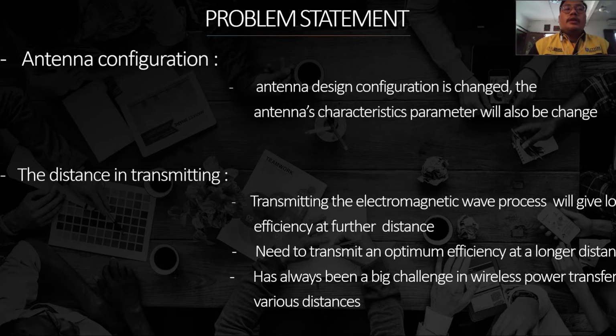The second one is the distance in transmitting. As we know, the process of transmitting electromagnetic waves gives a low efficiency at a further distance. So we need to transmit with optimal efficiency at a longer distance. Wireless power transfer is always a big challenge in terms of transferring the power at a very far distance.